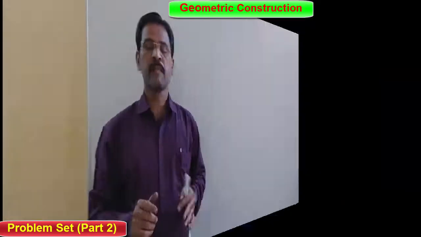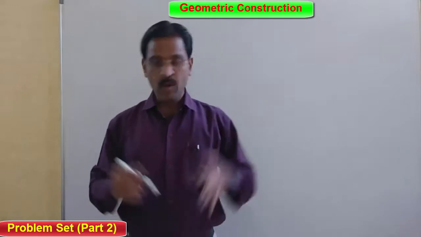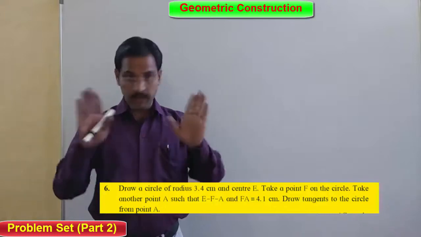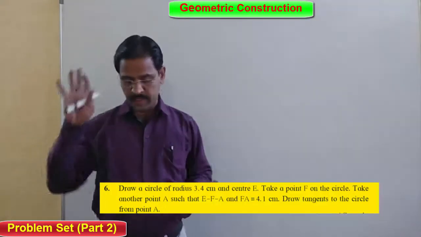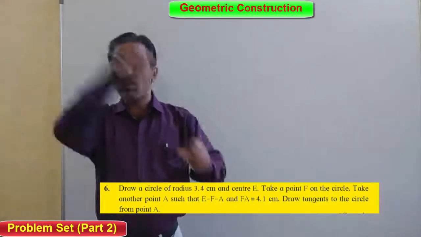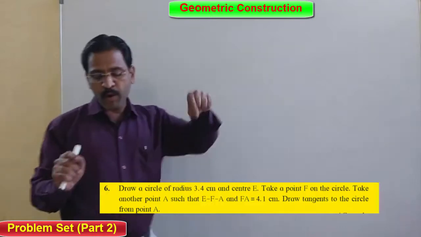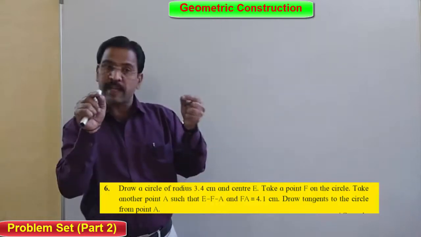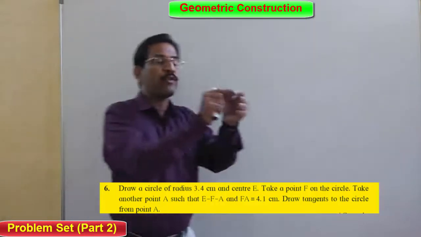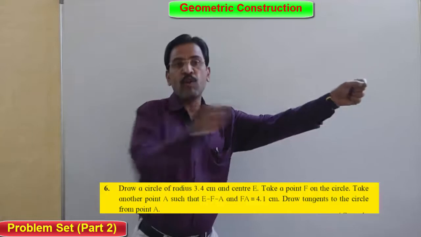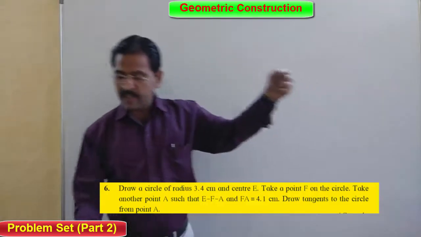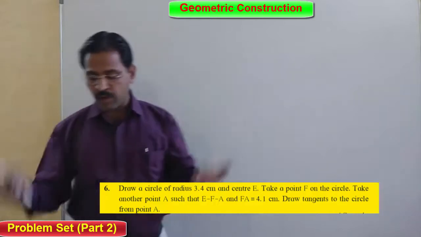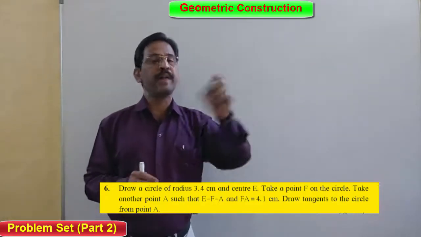Friends, see, in the sixth example, I'll write: Draw a circle of radius 3.4 centimeter, very easy, with center E. Now take a point F on the circle. Take another point A such that E-F-A are collinear, and the length FA is 4.1. Now draw the tangents to the circle from point A.